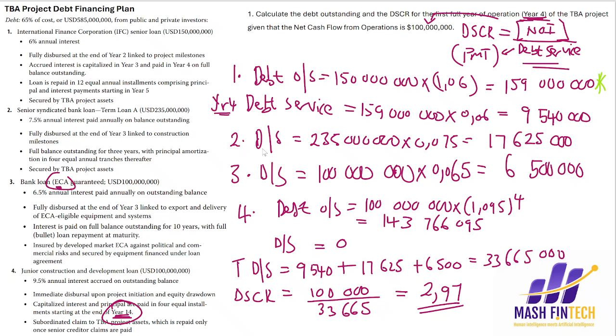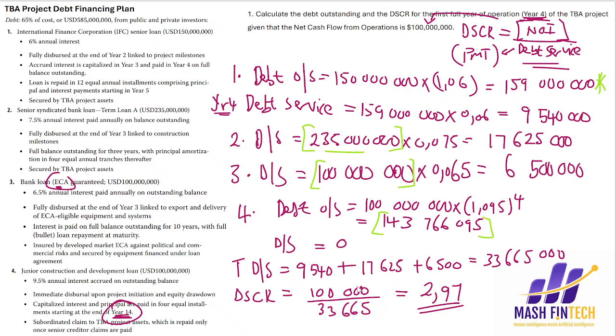And then for 2, the debt outstanding, we only paid the principal. So the debt service, we only paid the principal, so this amount is still outstanding. We only paid the interest, so the principal amount is still outstanding. Same applies with 3. We paid the interest and this principal amount is still outstanding. Year 4, the entire amount with interest is still outstanding, which is this amount.